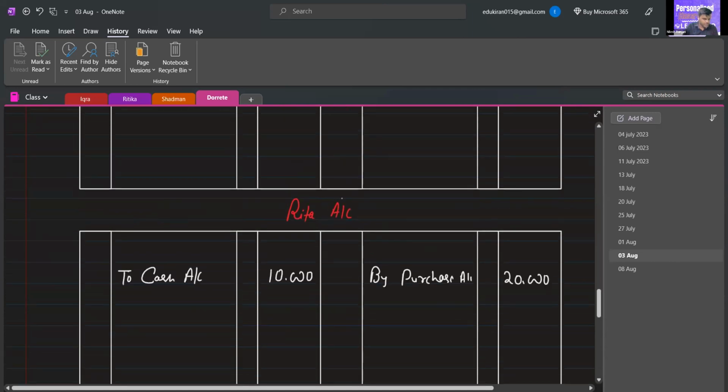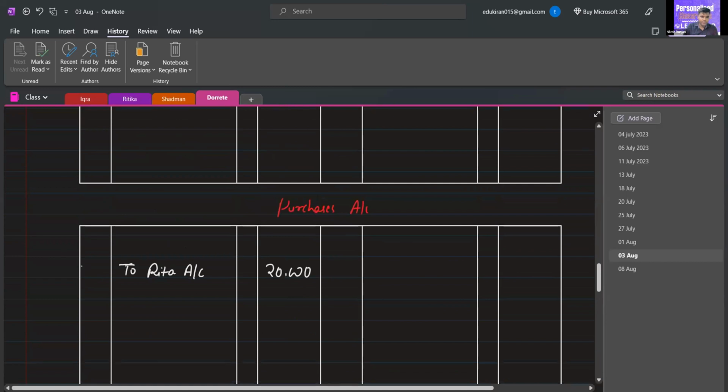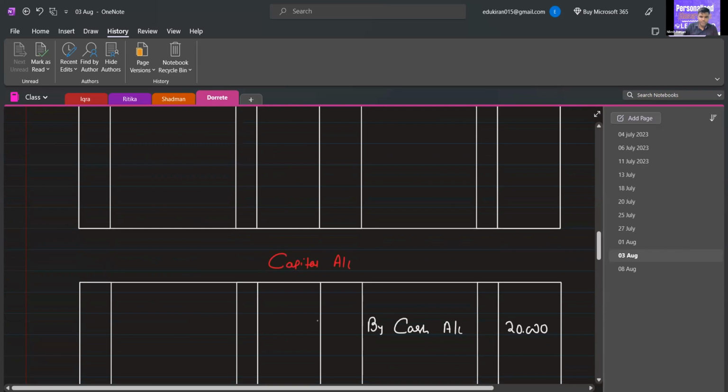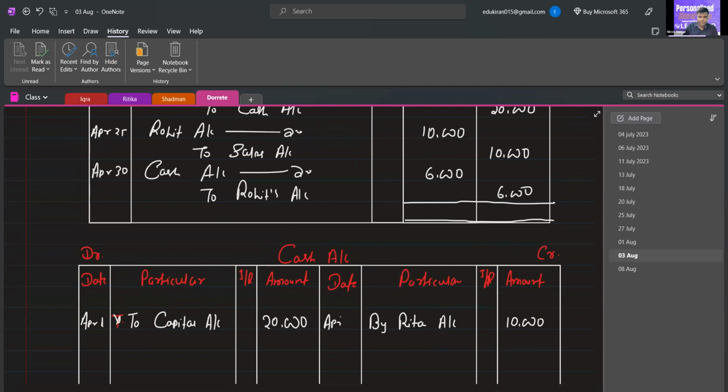Now in Rita account, there is a purchase on April 3, and there is a cash on April 4. Okay. And in purchase account, it is April 3. In capital account, it is April 1st. And in cash account, it is April 1st for capital, and it is April 4th for Rita. Okay, sir.